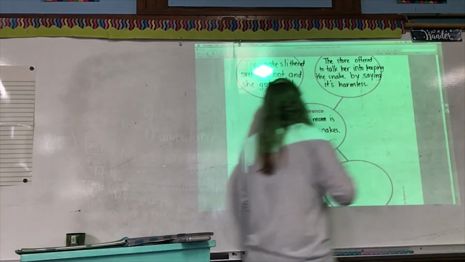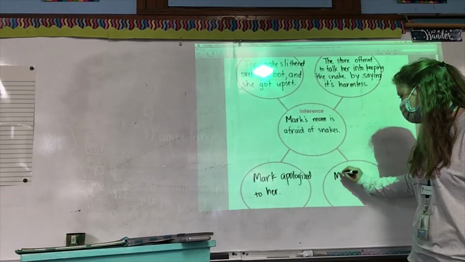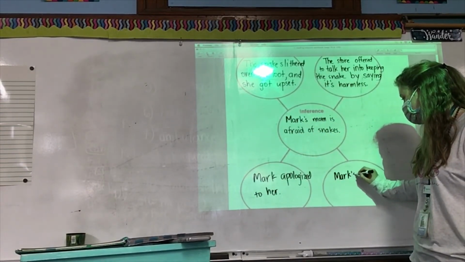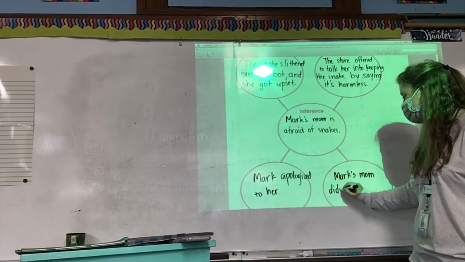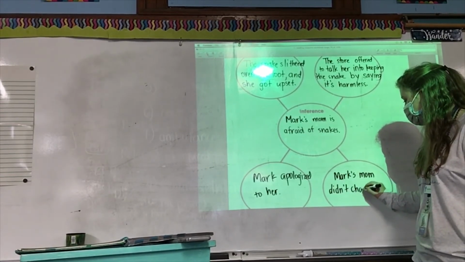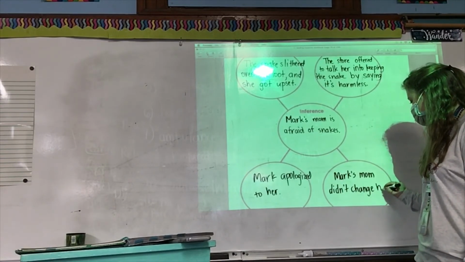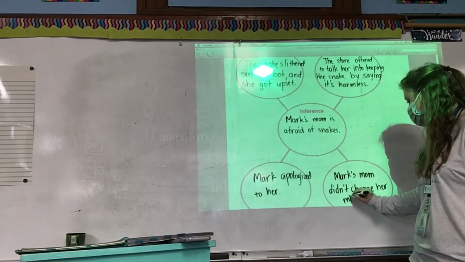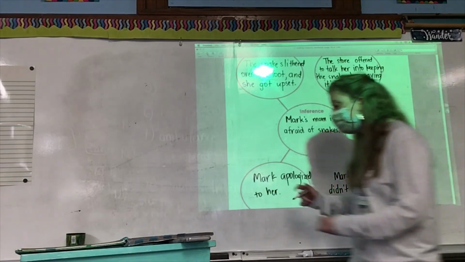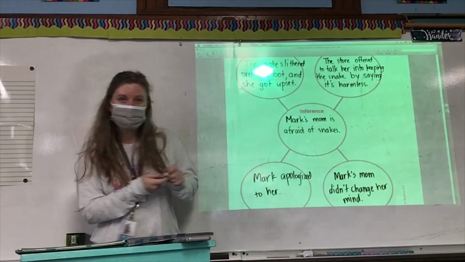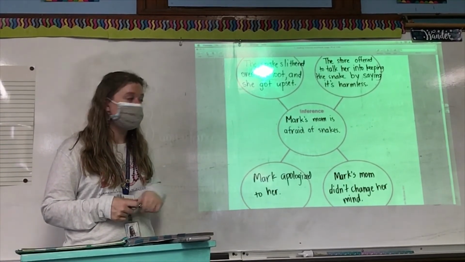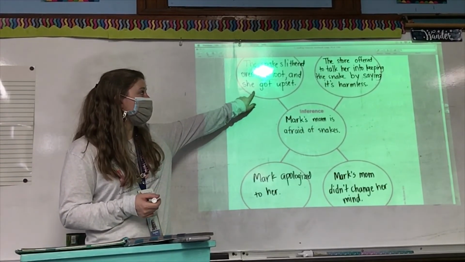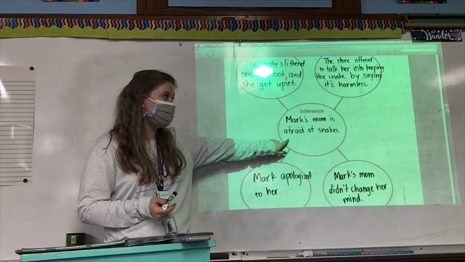So, Mark's mom didn't change her mind. All of these events tell us that Mark's mom is afraid of snakes. The snake slithered over her foot and she got upset because she's afraid of snakes.